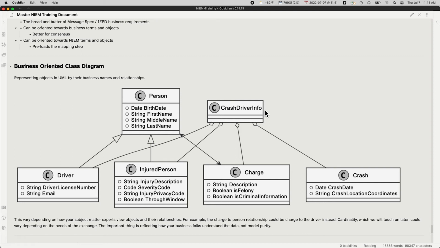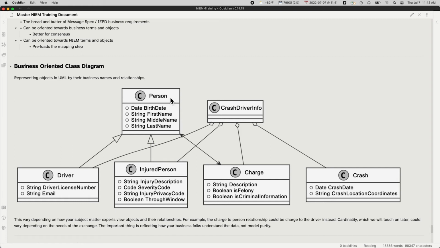Now let me explain the arrows. So the arrow from driver to person with the triangular arrowhead that's open, it's not filled in, that represents a specialization. That's the driver class saying, I'm a special kind of person. And what that means is that that driver will also inherit a birth date, a first name, a middle name, and a last name. So in this UML, this is saying a driver is a special kind of person that has all the person stuff and adds a driver's license number and an email address.